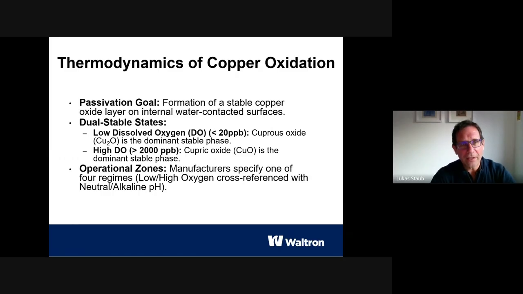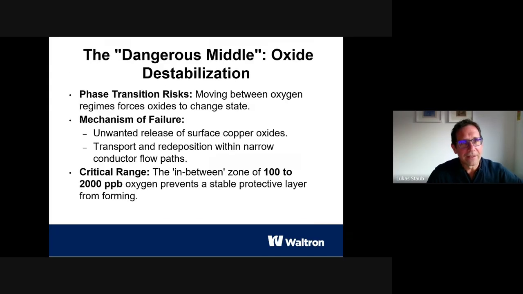And the other one is a high DO, where we're talking about higher than 2000 ppb, which then forms a cupric oxide layer as the dominant oxide. And anything in between is going to be a very high risk. So manufacturers generally specify what kind of regime you have to apply. And the danger, and I call this the dangerous middle, is that oxide destabilization.